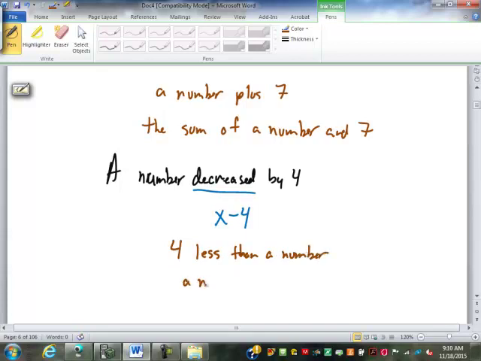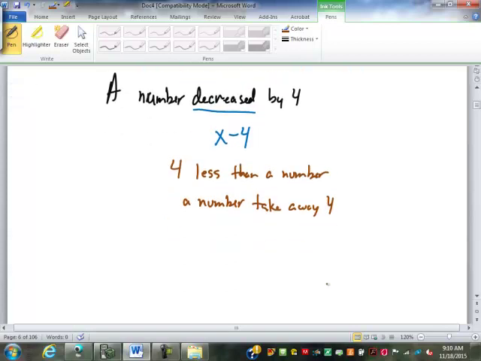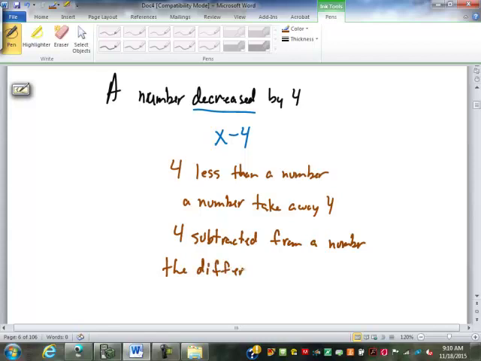Or as you said, a number take away 4. Any others? Four subtracted from a number. The difference of a number and 4. And again, there's a lot of others that can be put on that list.